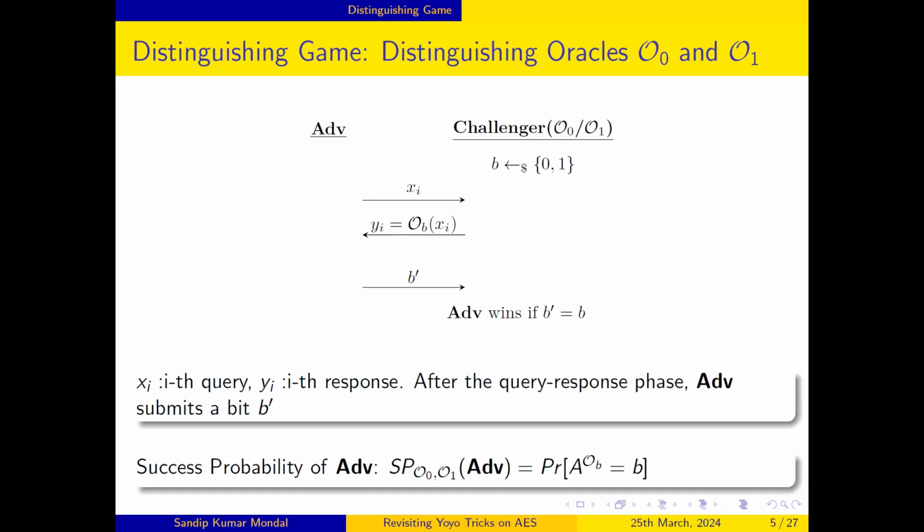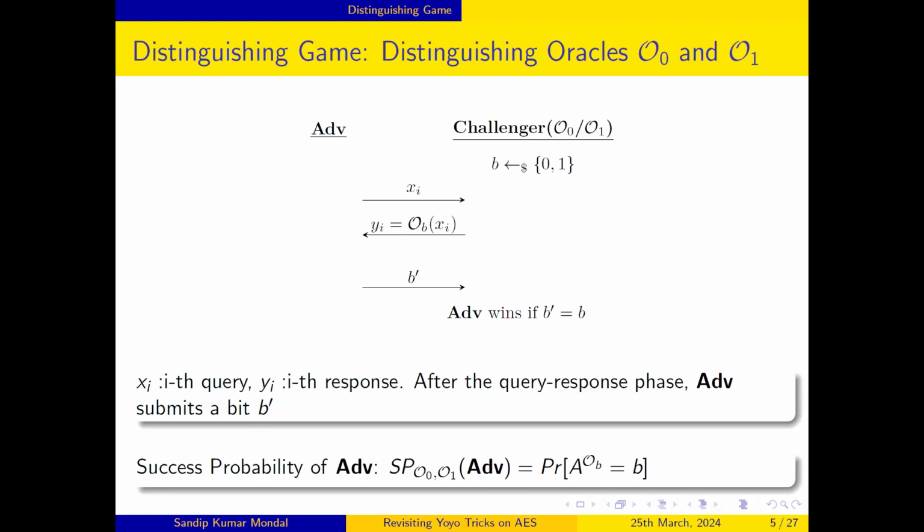So first of all, the challenger chooses a random bit from 0 and 1, and then fixes the oracle. After fixing the oracle, the adversary gives the plaintext to the challenger, and the challenger encrypts the plaintext and gives the output to the adversary. This happens some number of times, and it can be chosen adaptively. After some queries, analyzing the outputs yi, the adversary gives a bit b dashed and guesses the oracle. If b dashed equals b, then the adversary wins.